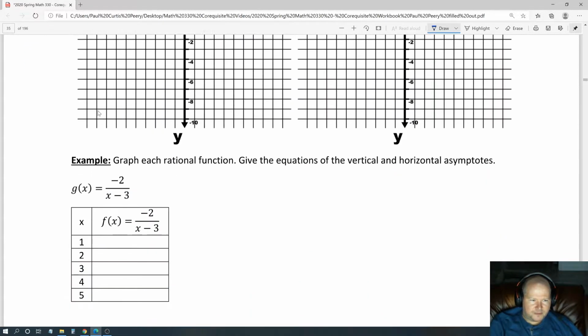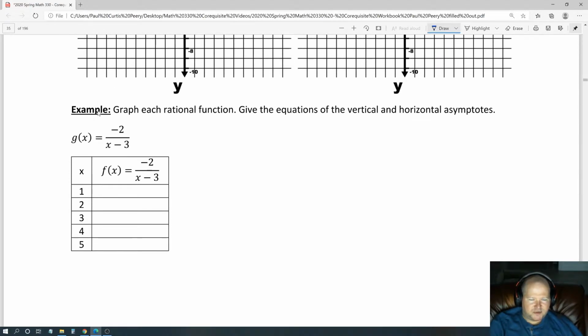Okay, let's try the next one. So, for each rational function, give the equation of the vertical and horizontal asymptotes. Okay, here we go.